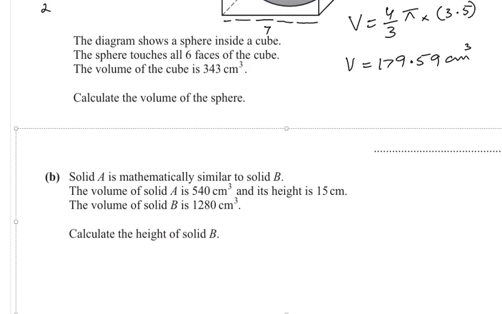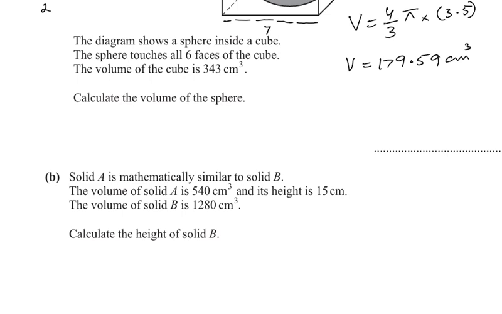Moving forward, in part B, we have solid A is mathematically similar to solid B, and the volume of this solid A is 540 centimeters cube and its height is 15 centimeters. The volume of solid B is 1280 centimeters cube. Calculate the height of this solid B.